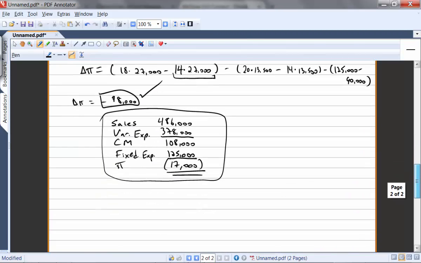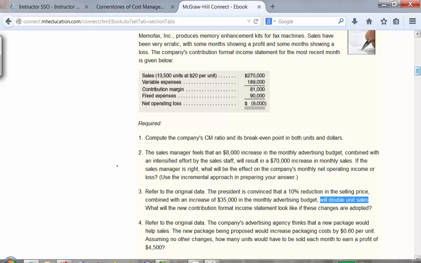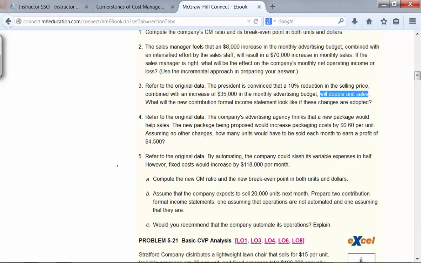And then number 4. Let's see, what does it ask for here? It says, refer to the original data. The company's advertising agency thinks that a new package would help sales. If they can just package it in a different package, then they're going to sell more units. Okay. The new package being proposed would increase packaging costs by 60 cents per unit. All that means is that variable cost per unit is going up by 60 cents. Assuming no other changes, how many units would have to be sold each month to earn a profit of $4,500?